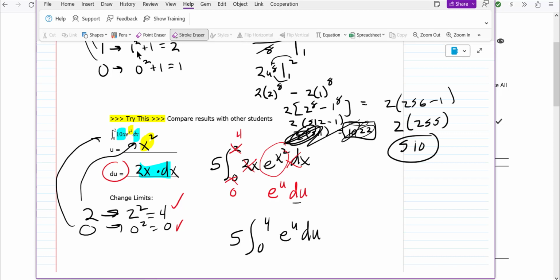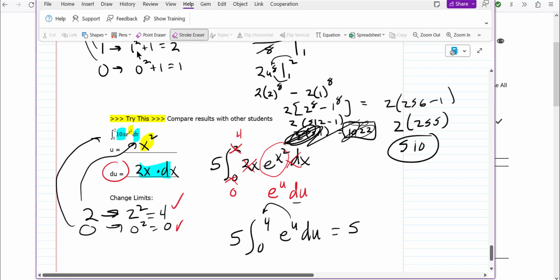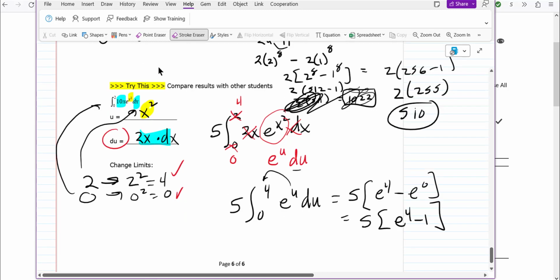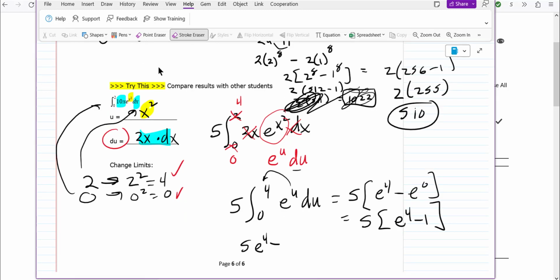Okay, now when you finish this up, you're going to have the 5, and then you plug in the upper limit, and you can go like this. You can just write the 5 down and have a parenthesis if you want to. So you'd have e to the 4th minus e to the 0. So one way to write this answer is 5 parentheses, e to the 4th minus 1. Okay, some of you did it like this, which is also okay. You just have 5e to the 4th minus 5e to the 0. That's going to give you the same answer. It's just not in a factored form, so it doesn't matter.